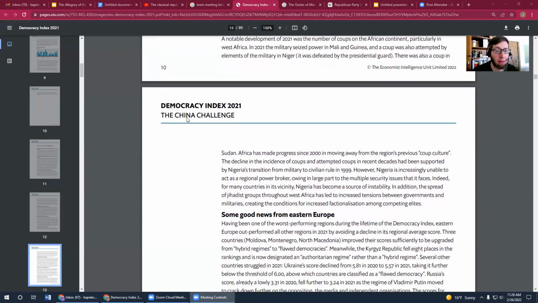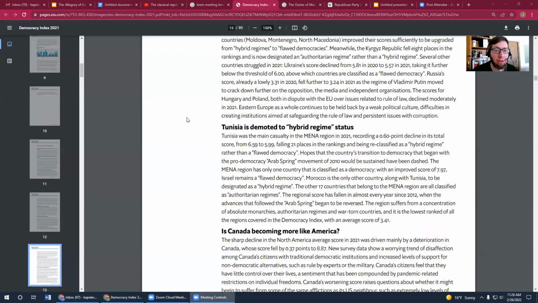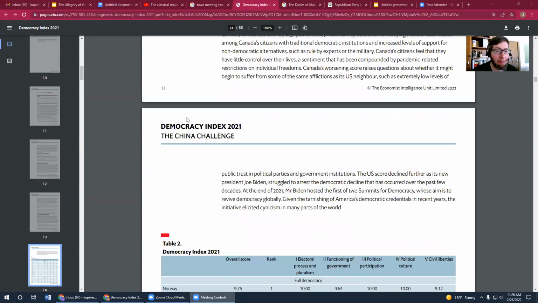Let's go on. Some good news from Eastern Europe, except with Russia invading Ukraine now. But this report came out before that, of course. Tunisia is demoted to hybrid regime status. Is Canada becoming more like America? I think we're seeing that. And this came out at the end of last year, so that's really interesting.